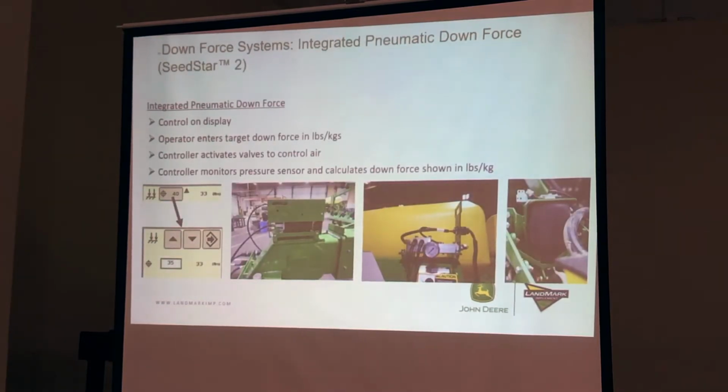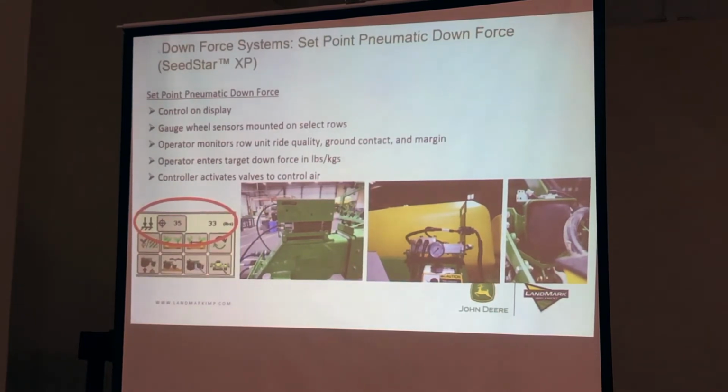The next we have is the integrated pneumatic downforce system, and this is going to be most likely a compressor that's mounted on the hitch of the planter. You're going to have a control on the display and a pressure sensor that's going to give you a reading in your display of what your downforce is at, and you're going to manually have to raise and lower your downforce in the system. When you do this, the controller is going to activate a valve at the compressor to release or add air, and it's just going to monitor your pressure on the display for you.